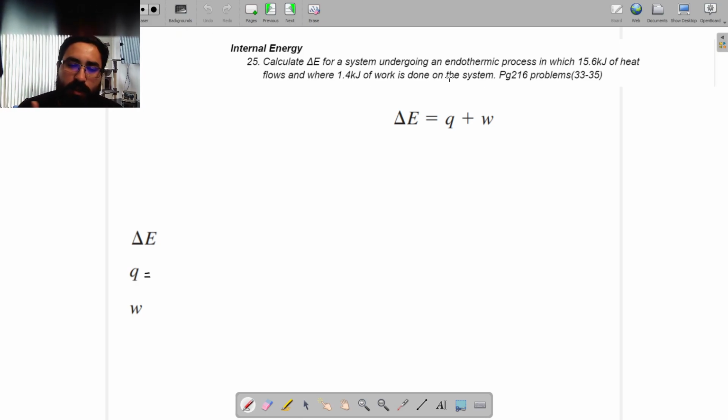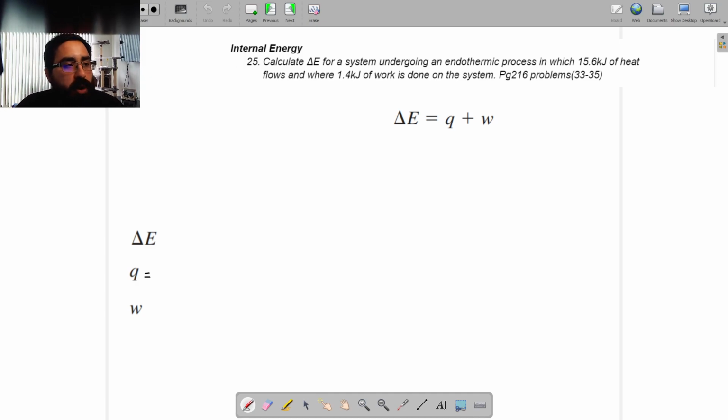Now, before you can solve these problems, an important skill you must have is to be able to identify in which direction heat is flowing and in which direction work is being done. Is work being done on or by the system? If it is done on the system, it is positive. If it is being done by the system, it is negative. If heat is flowing into the system, it's positive. If heat is flowing out, it is negative.